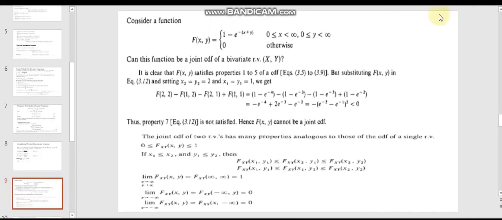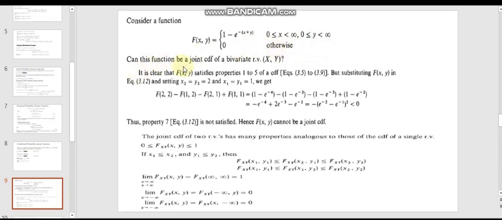Let us talk about an example. Consider a function, the CDF, which is equal to 1 minus e raised to the power minus x minus y, when x is greater than or equal to 0 and less than infinity, and similarly y is greater than or equal to 0 and less than infinity. Otherwise, this function is 0.